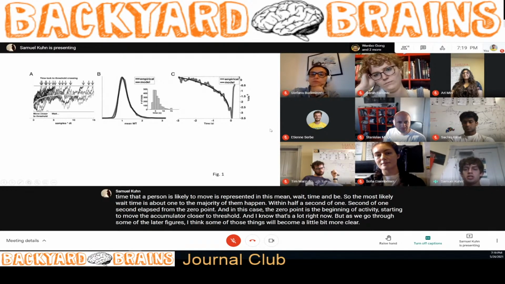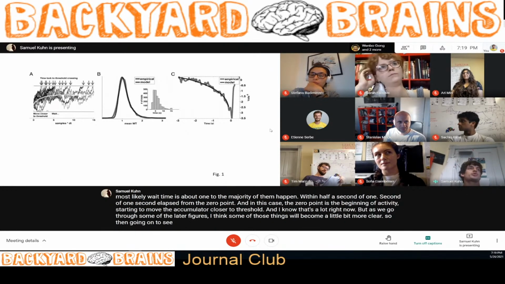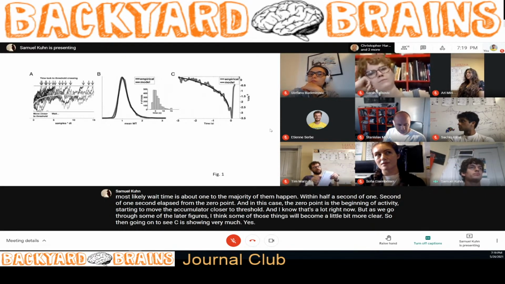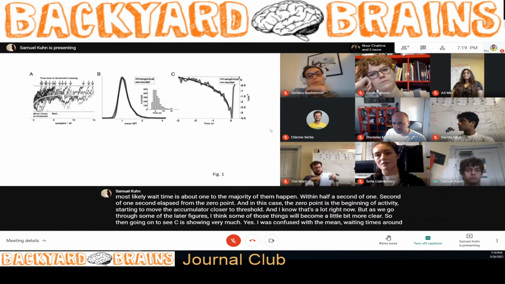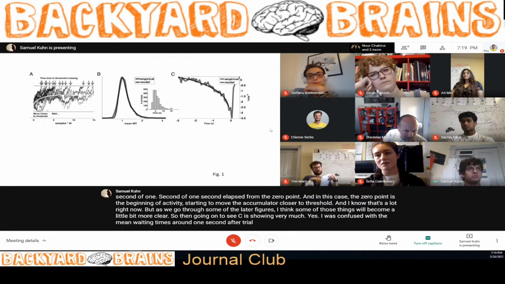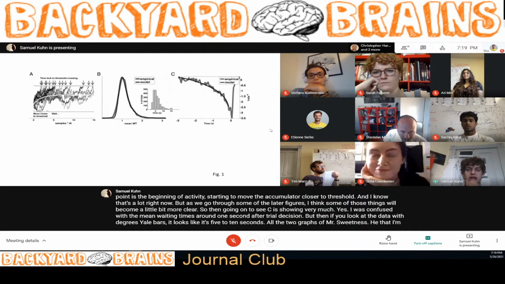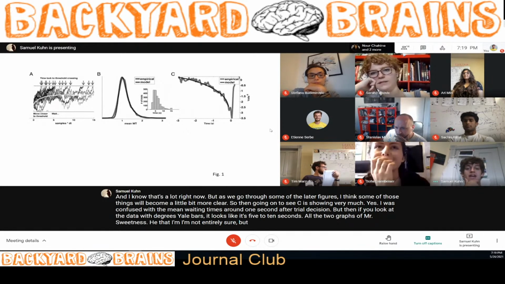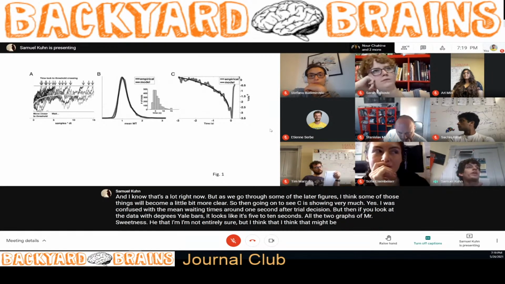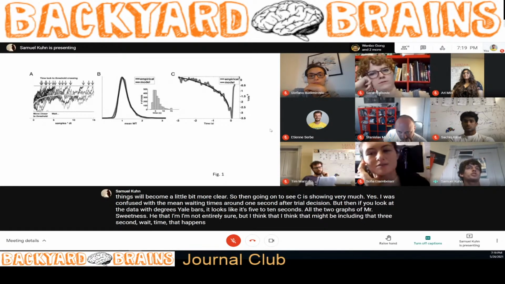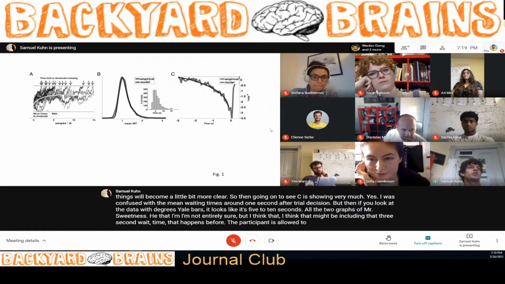So then going on to C, C is showing very much. Yeah, sure. I was confused with B because the mean wait time is around 1 second after trial initiation. But if you look at the data with the grayscale bars, it looks like it's 5 to 10 seconds. So I can't resolve the two graphs unless they're between this and this. I'm not entirely sure, but I think that might be including that 3 second wait time that happens before the participant is allowed to make that movement initially.